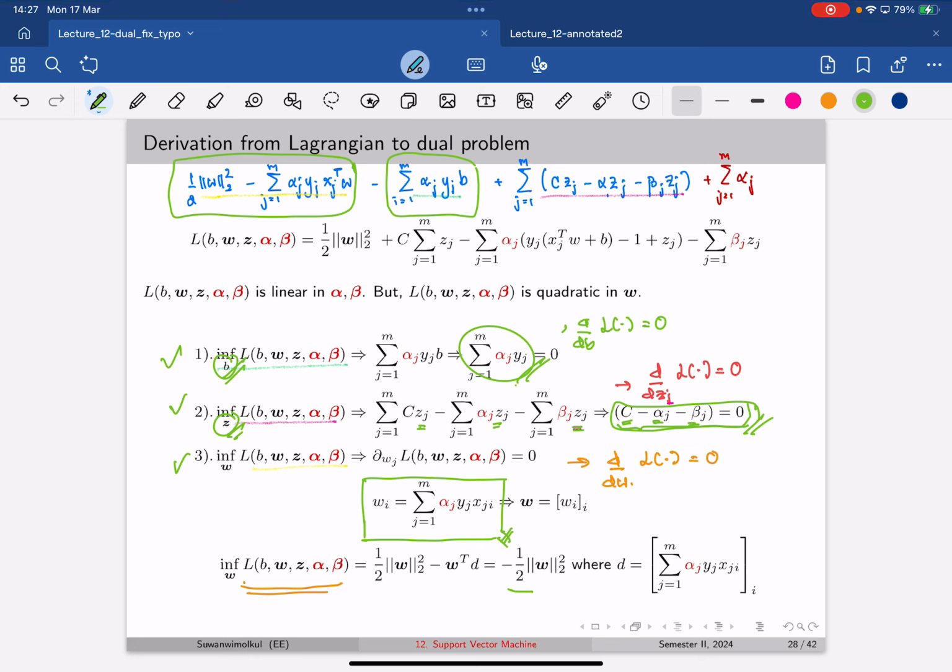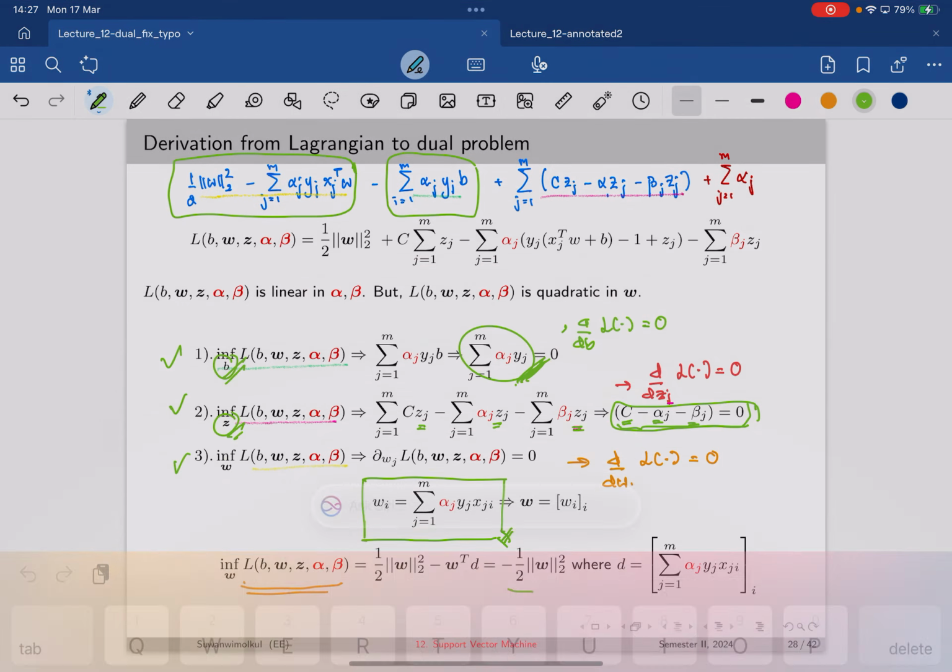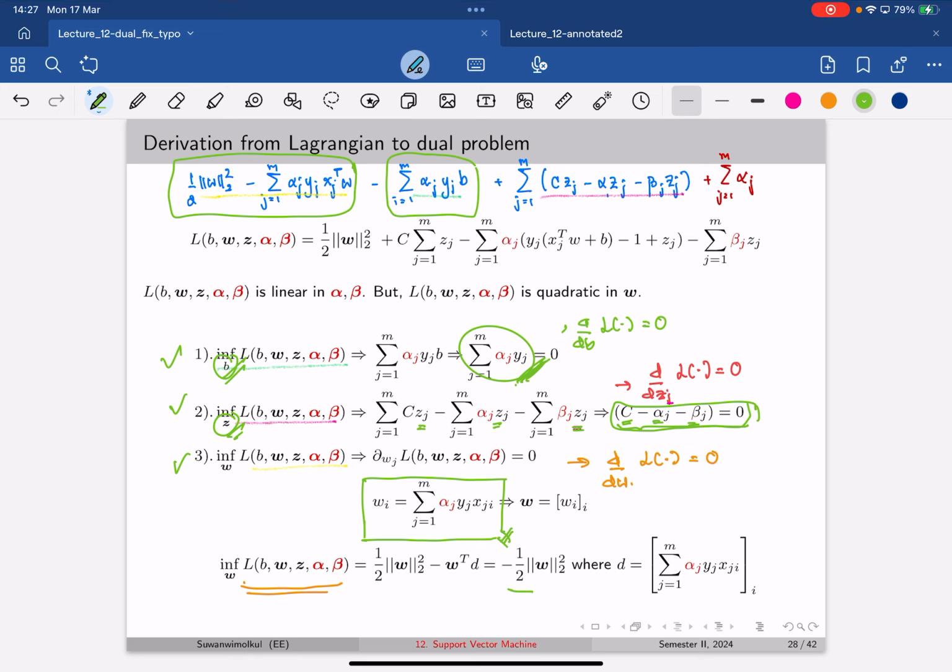So that's the thing that will cause the infimum here. But meanwhile, for the normal vector W, what is causing the infimum is when W is equal to this term, and if you plug it in, you will get that the term corresponding to W, if you replace that value back, will be equal to minus 1/2 times the W square. So, yep, that's how it goes.